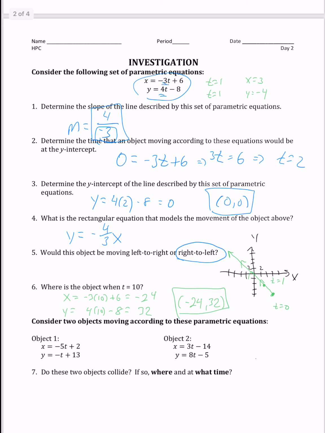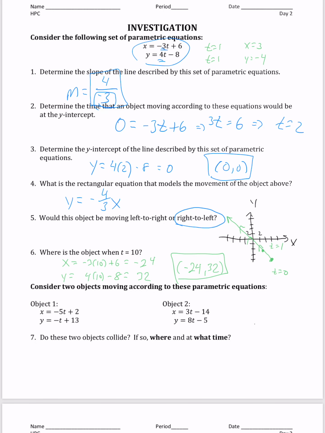So now let's take a look at number 7, which is the last question on the page. It's given these two objects, and the two objects have parametrics. This is very much like the homework. We're trying to see if these two objects collide, and if so, where and what time do they collide. Well, the easiest thing for us to first look at is, are the two objects going to at least cross paths? Even if they don't hit at the same time, are they going to cross paths? And the answer to that is really simple.